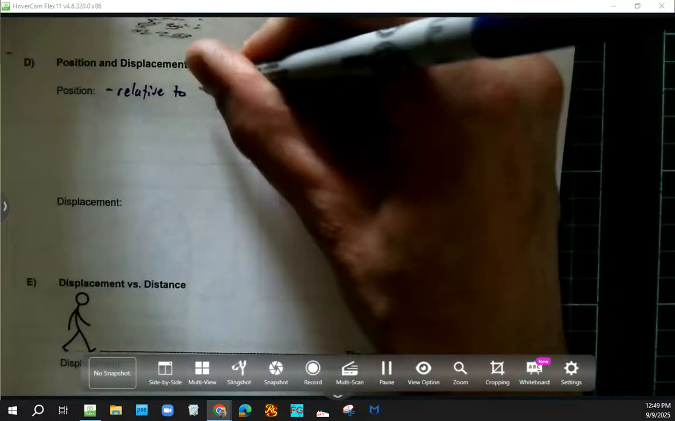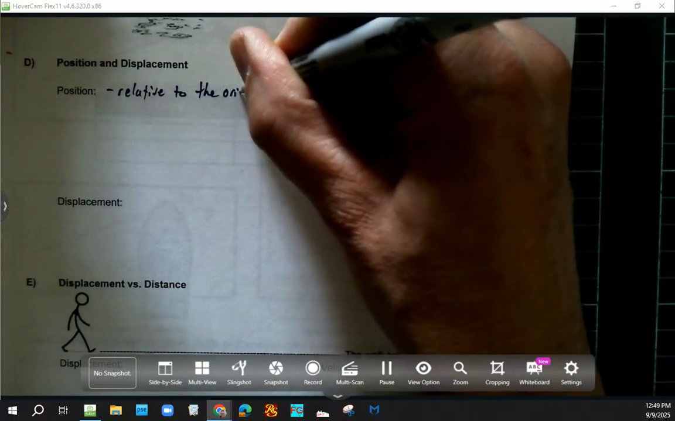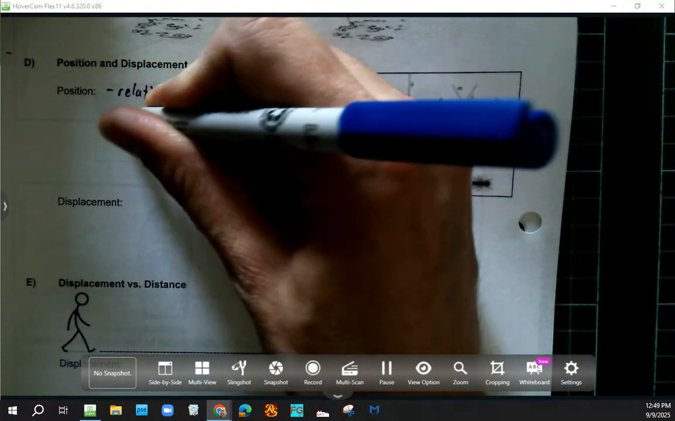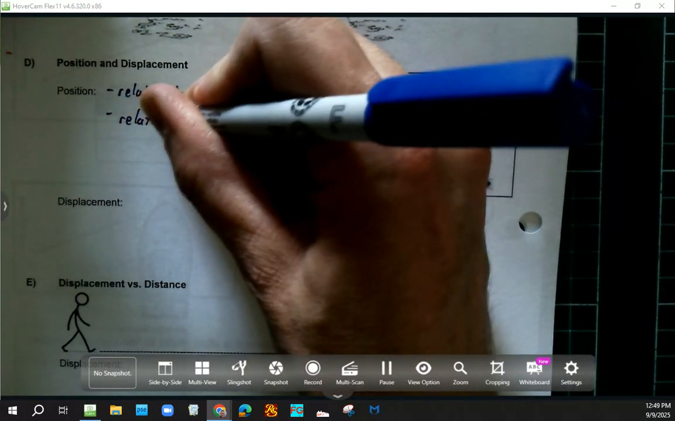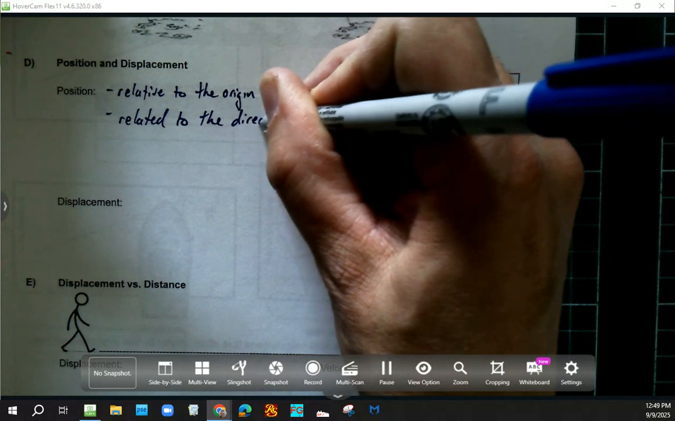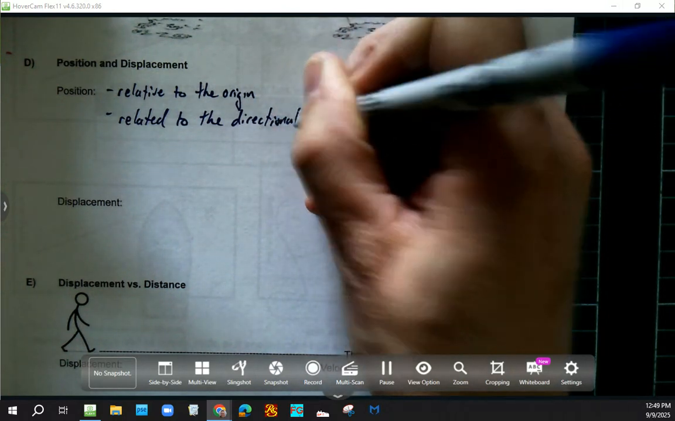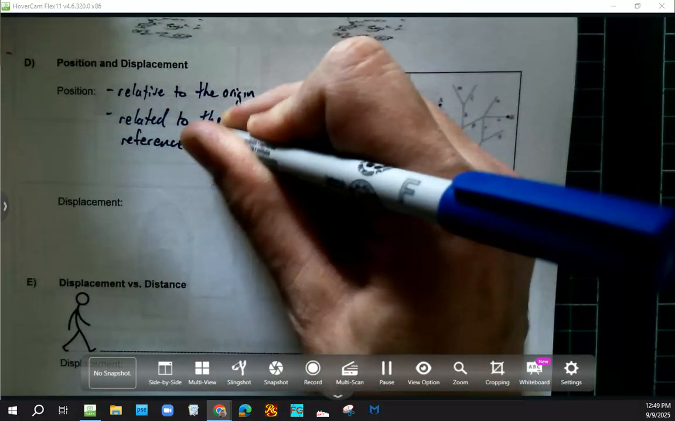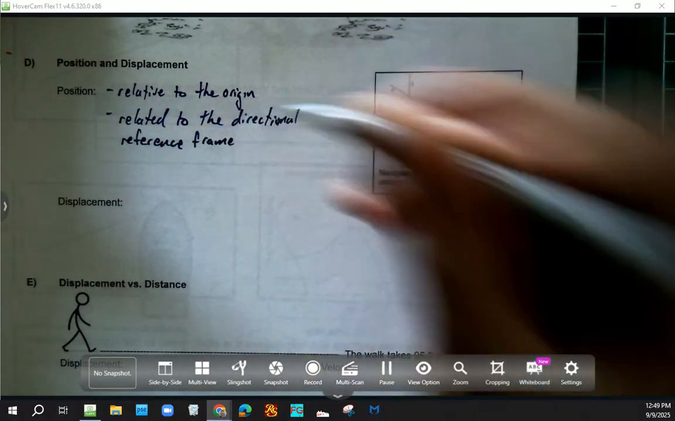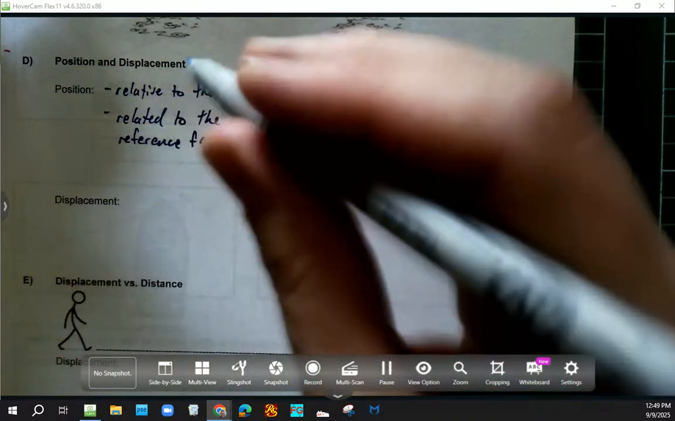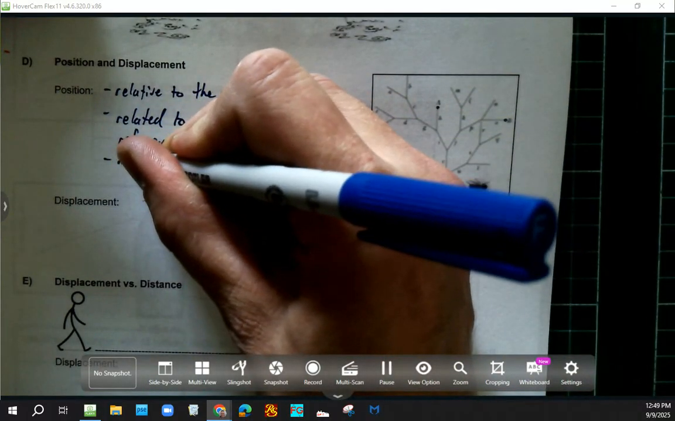Relative to the origin. It's related to the directional reference frame. And we've talked about the fact that there are a variety of appropriate directional reference frames depending on context. It's going to have magnitude in units.